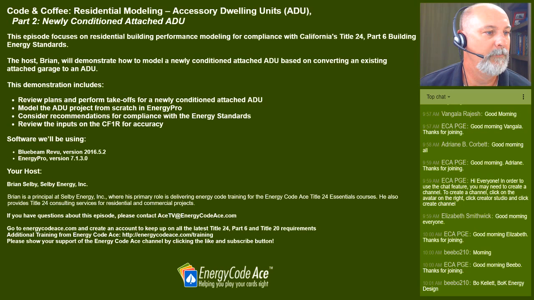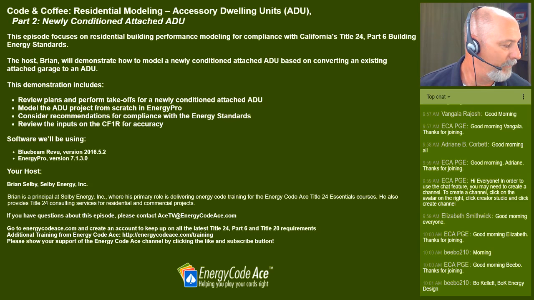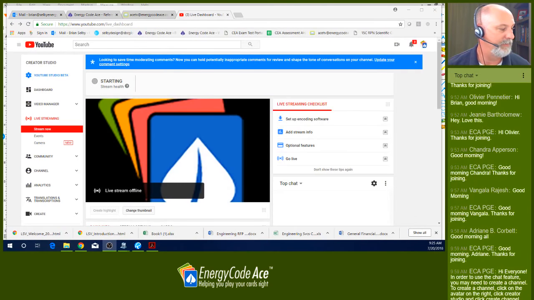7.2.3 is our current version. There is a new version coming out. I was not able to get the latest and greatest that had the ability to model the wall extensions, but I will be covering that. That version of EnergyPro will be available soon. So, all right, without further ado, let's jump into our project assessment here.